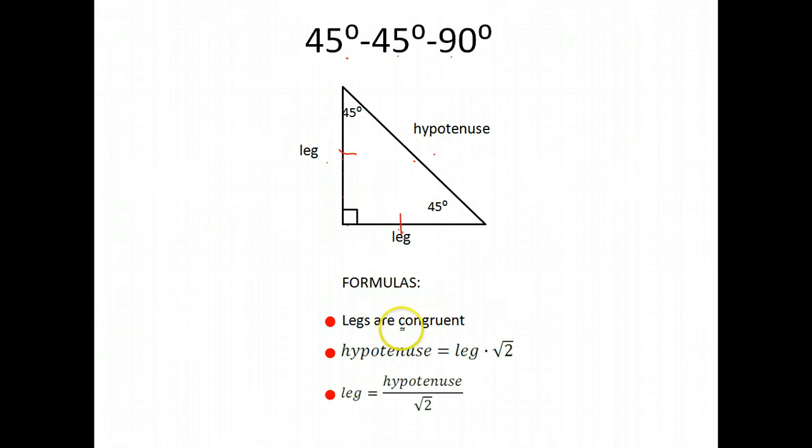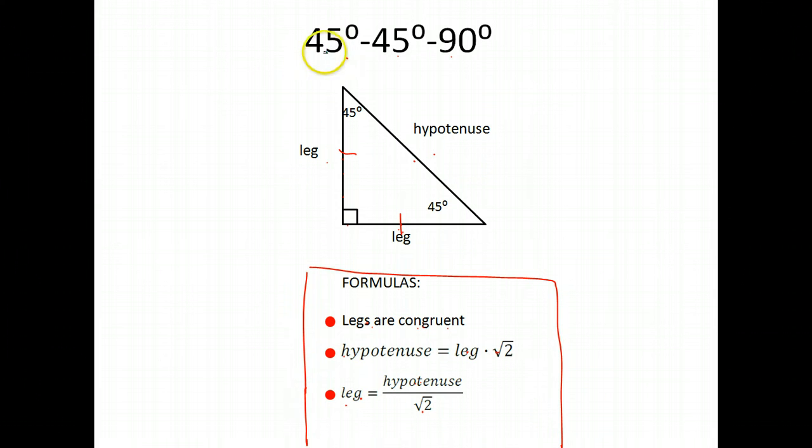The formulas for the 45, 45, 90 triangle is that the legs are congruent. So if you know one leg, you know the other leg. The hypotenuse you can find by taking the leg times the square root of 2. And if you're going the other direction and you know the hypotenuse but you need the leg, the leg is equal to the hypotenuse divided by the square root of 2. So if you do not have these formulas in your notes and labeled as 45, 45, 90 triangle, you need to get them there.